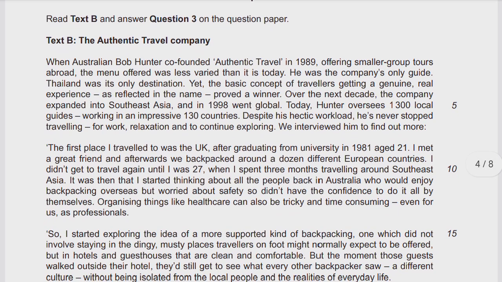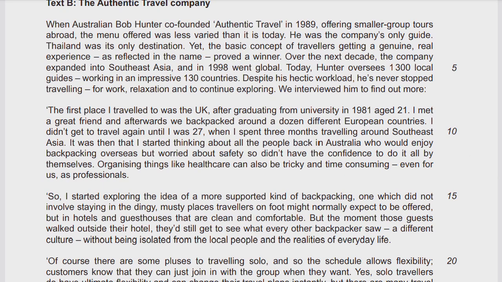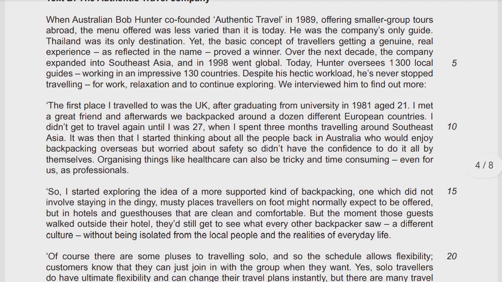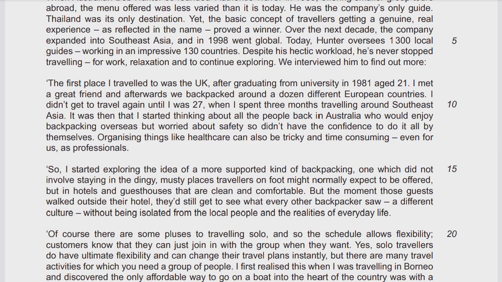The Authentic Travel Company. When Australian Bob Hunter co-founded Authentic Travel in 1989, offering smaller group tours abroad, the menu offered was less varied than it is today. He was the company's only guide. Thailand was its only destination. Yet the basic concept of travelers getting a genuine, real experience, as reflected in the name, proved a winner. Over the next decade, the company expanded into Southeast Asia and in 1998 went global. Today, Hunter oversees 1,300 local guides working in an impressive 130 countries.